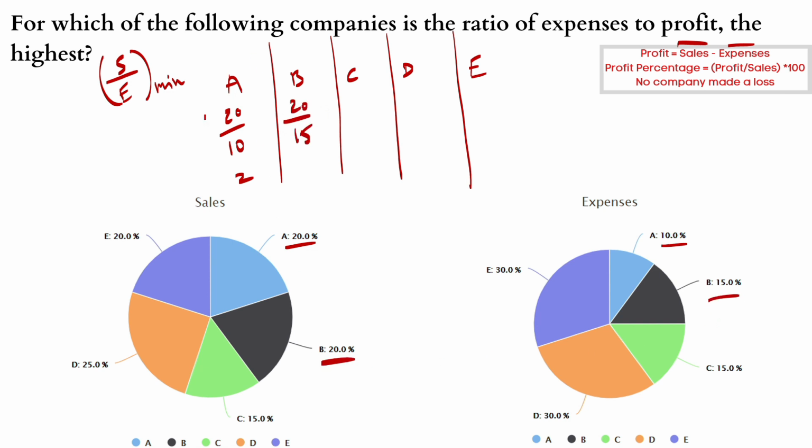In the same way, calculate for all these. If we observe S by E values of all the companies, we can say that E has the least value for S by E, which means it has the highest value of ratio of expenses to profit. So our answer is company E.